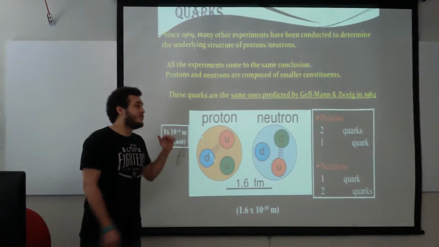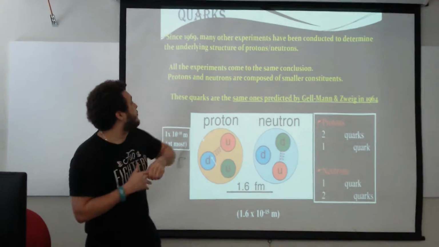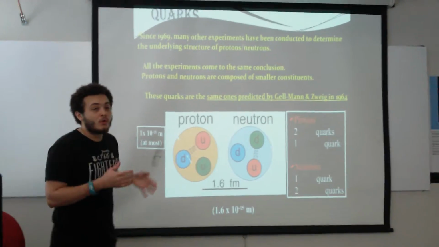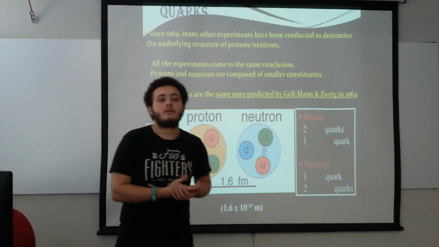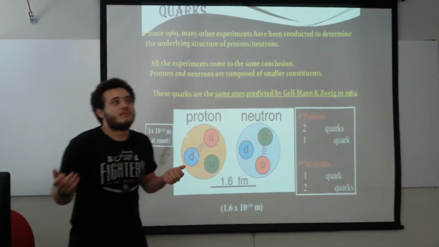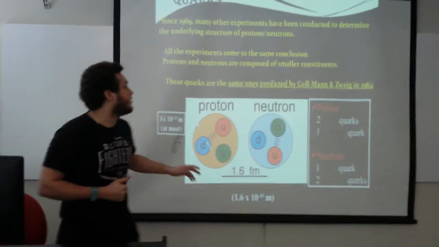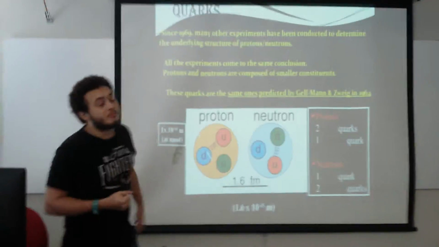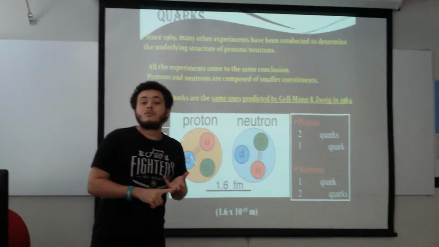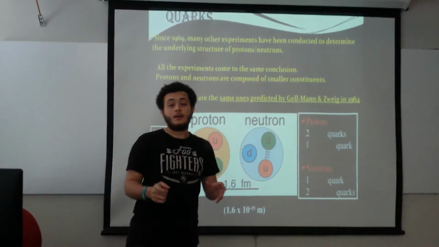Then again, in 1969, they made several experiments to try to understand more, or try to find more information or more particles. But everything came to the same conclusion that was found before, that they are composed of 2 up quarks and 1 down quark.